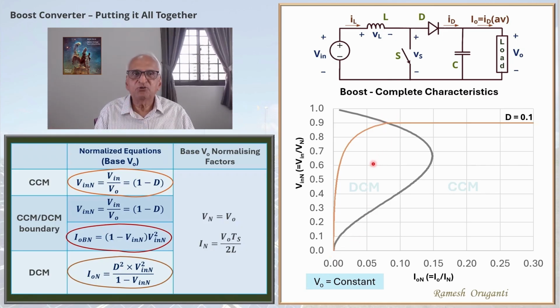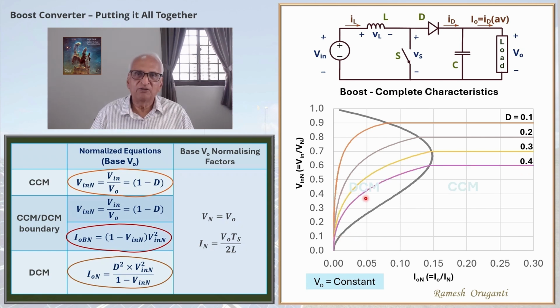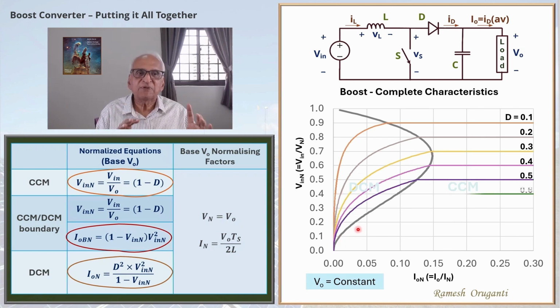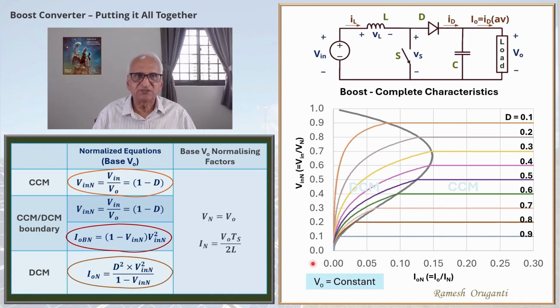Likewise, if D equal to 0.2, V in N will be 0.8. And this will be the corresponding DCM curve. This is D equal to 0.3. The corresponding DCM curve is here. D equal to 0.4, D equal to 0.5, and so on. So this represents the complete characteristics of the boost converter. Any boost converter.